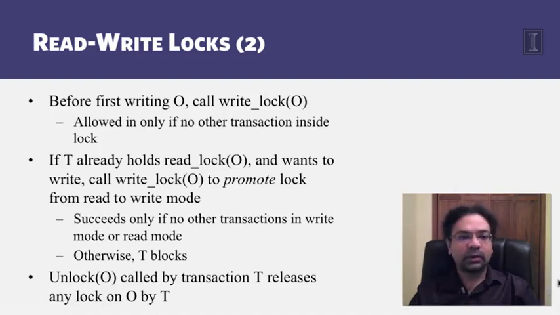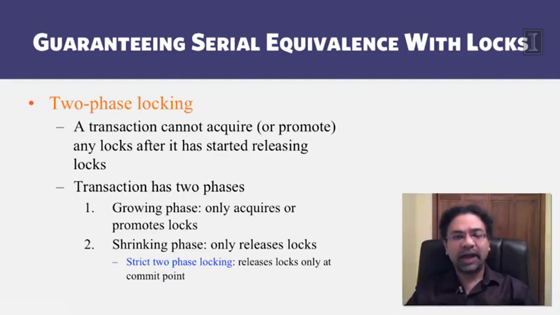Otherwise, the promotion will block and T will block. Okay. Well, finally, when unlock is called on the lock by a transaction T, it releases all locks no matter what modes they're in. So how do you guarantee serial equivalence with these locks? That's the whole goal, right?